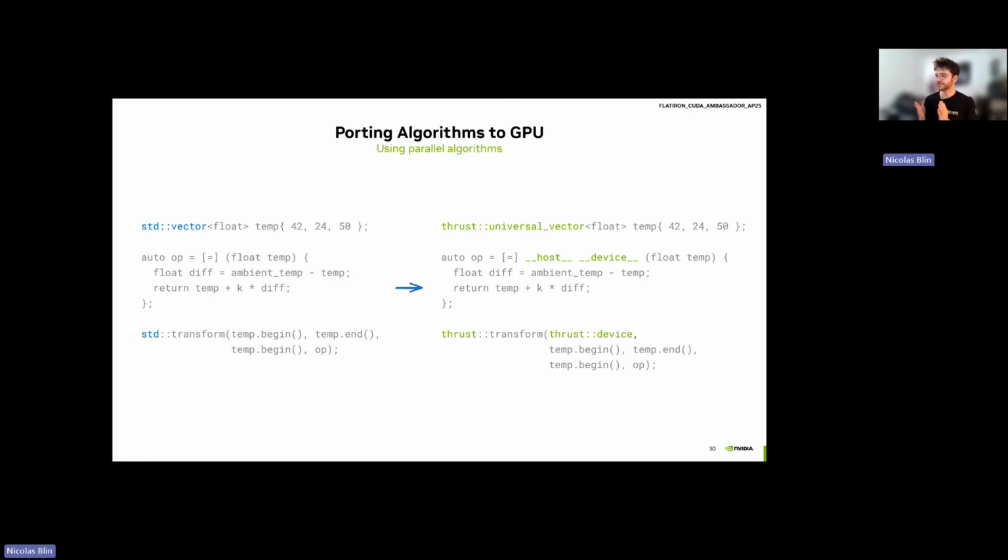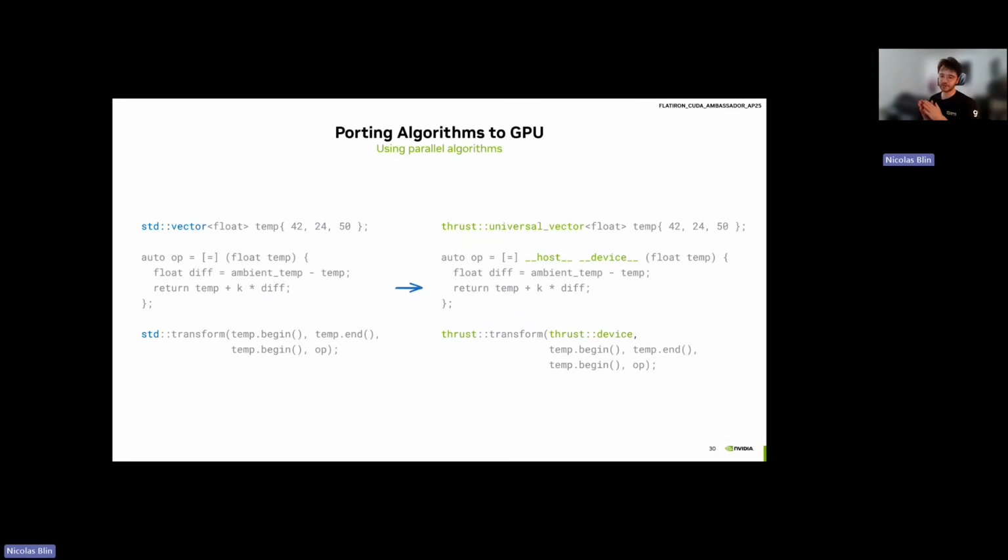So you can see the first thing we changed was the container. We changed this std vector to instead be a universal vector, because a std vector is on the CPU, but we don't want the data to be on the CPU. We want the data to be on the GPU. That's why we used a universal vector here. We'll detail more why we say universal, but first, universal vector will allow us to have the data on the GPU.